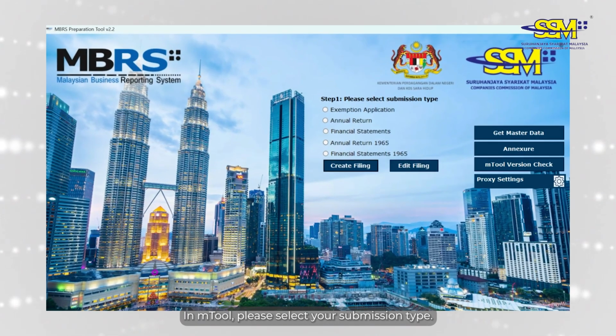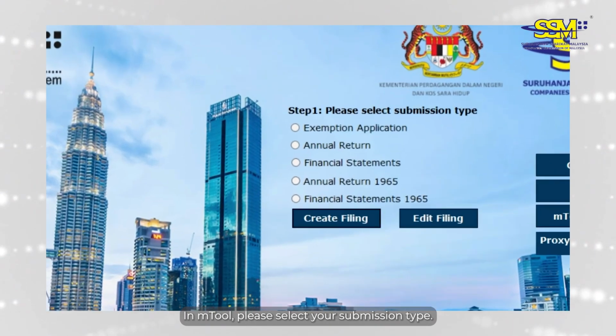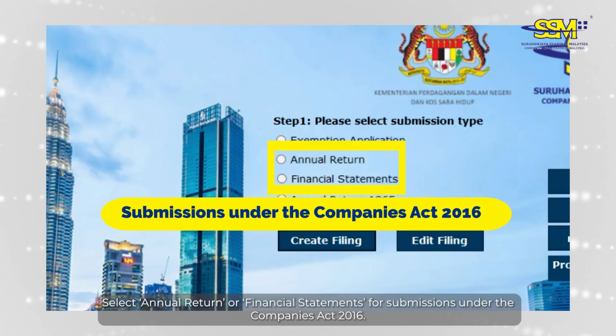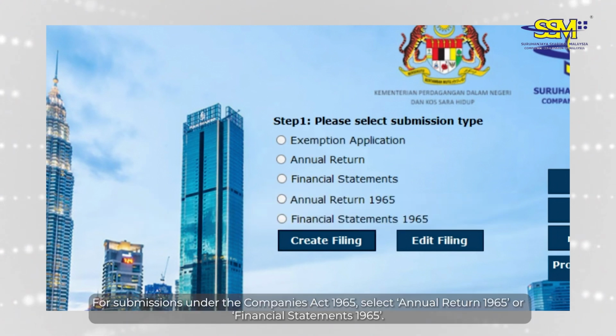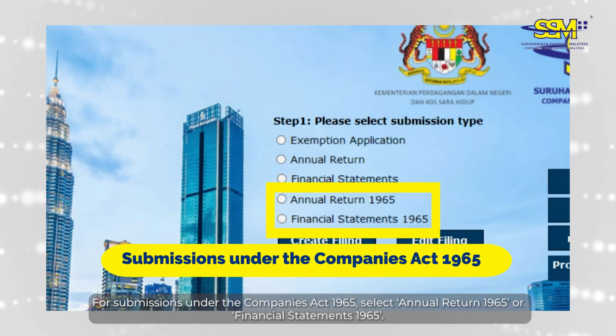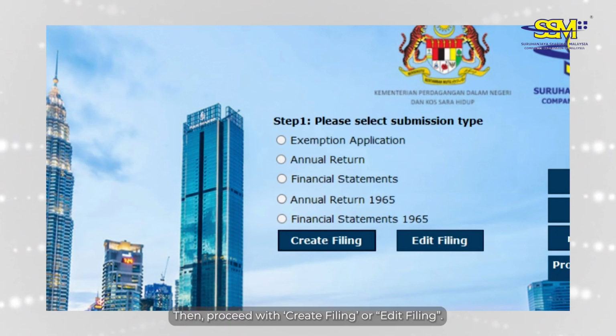In M2, please select your submission type. Select Annual Return or Financial Statements for submissions under the Companies Act 2016. For submissions under the Companies Act 1965, select Annual Return 1965 or Financial Statements 1965. Then, proceed with Create Filing or Edit Filing.